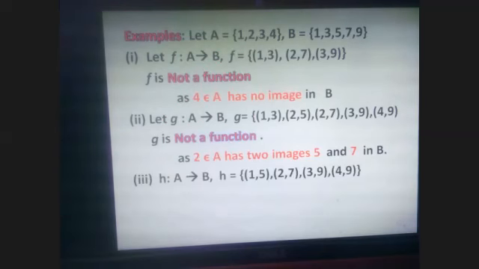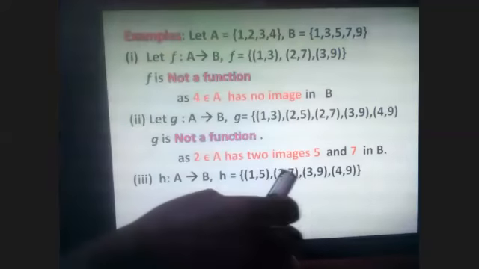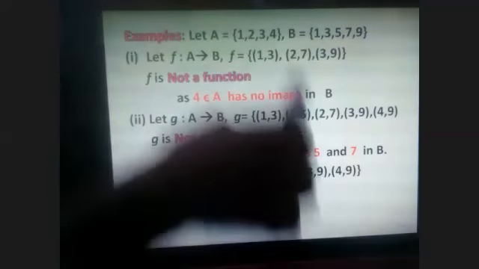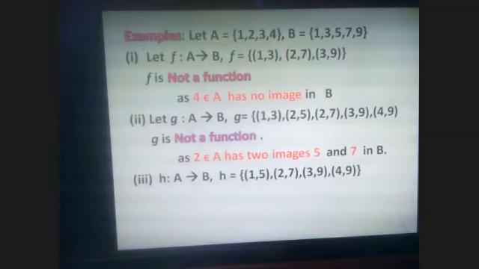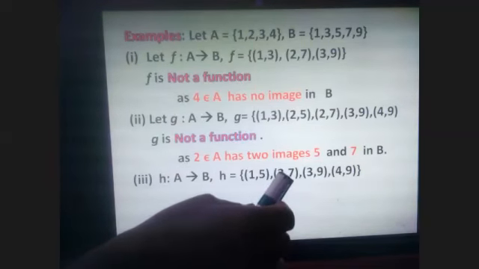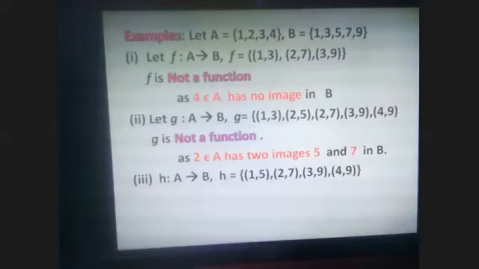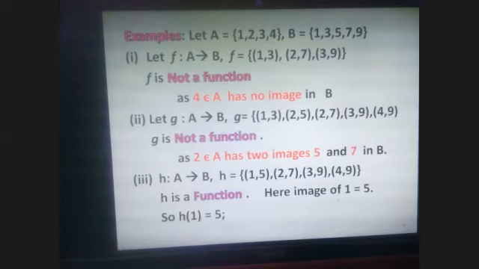h from A to B, h is equal to {(1,5), (2,7), (3,9), (4,9)}. Is it a function? Does every element have an image? 1 has an image, 2 has an image, 7, 3 has an image, 9, 4 has an image, 9. And do any of these elements have more than one image? 1, only one image. 2, it's not 2 images. 2 has only one image, 3 has only one image, 4 has one image. So h is a function. Nothing to worry, these 3 and 4 have the same image, but that's not a matter. So h is a function.